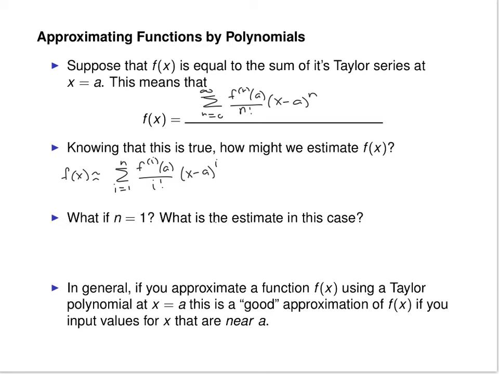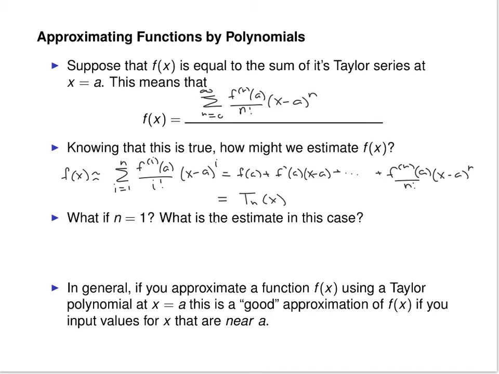In other words, what this is just saying is we could just take f of a plus f prime of a times x minus a up to some value of n, nth derivative at a over n factorial times x minus a to the n. As in, we can approximate f of x using a polynomial. This is called a Taylor polynomial. Its notation is capital T sub n of x.